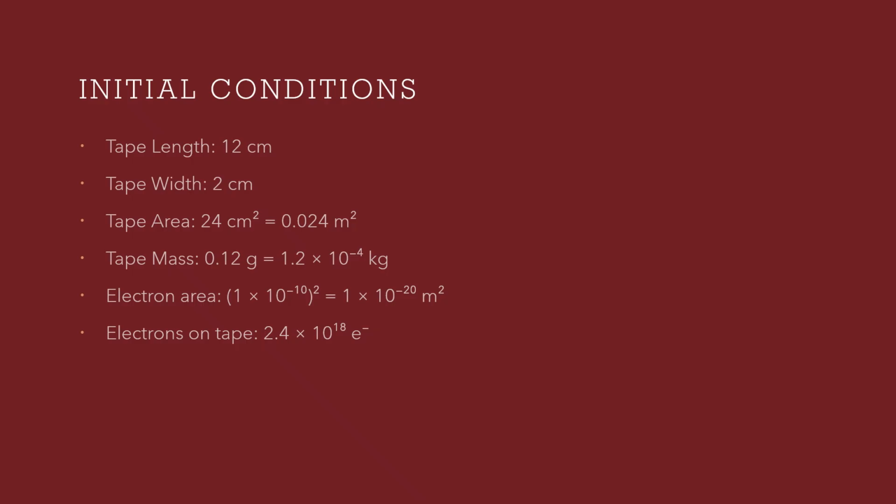For this lab, we did an actual GlowScript code, which was sort of like a simulation. For our GlowScript code, our initial conditions were that tape length equals 12 centimeters, tape width equals 2 centimeters, the area was 24 square centimeters, the tape mass was 0.12, our electron area is 1 times 10 to the negative 12, and the electrons in the tape are 2.4 times 10 to the 18.